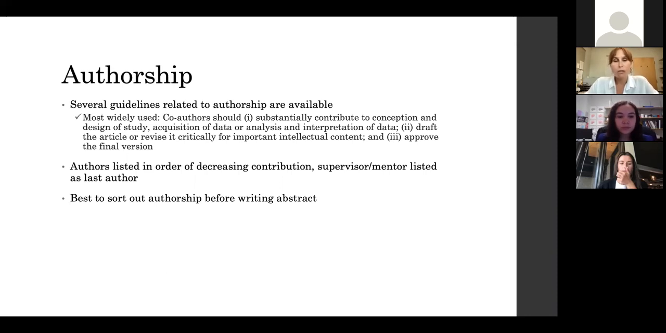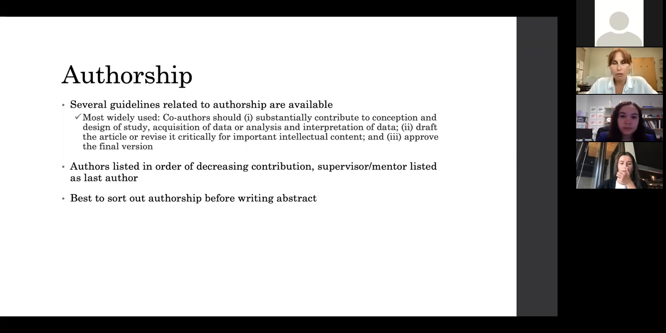So most often authors should have significantly contributed to the conception and design of the study, acquisition of data, or analysis and interpretation of the data. They should have either drafted the article or helped in revising it for important intellectual content, and all of the authors need to approve the final version. Authors are listed in order of decreasing contribution.